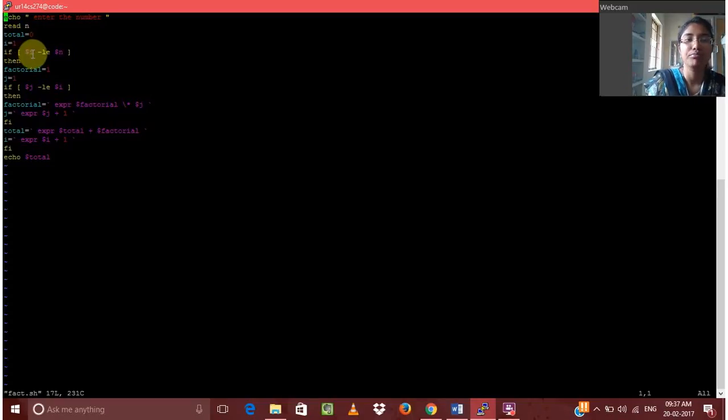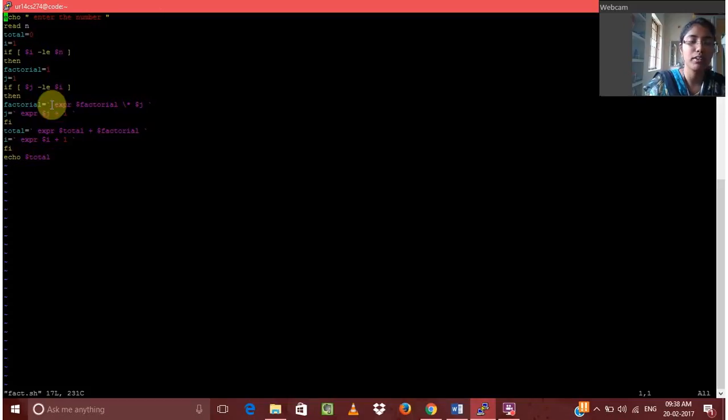If i is less than or equal to n, then I'm initializing factorial to 1 and assigning j equal to 1. Then, if j is less than or equal to i, I multiply factorial by j and store it in factorial, and then increment j. To get the sum of the factorial values, I add total plus factorial and store it in total, and then increment i. Next, I echo total.